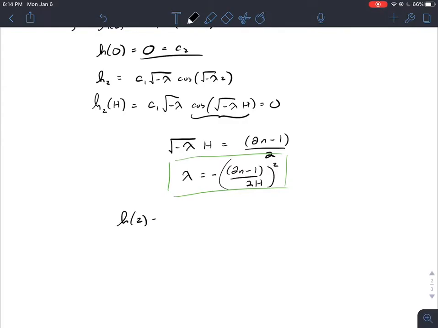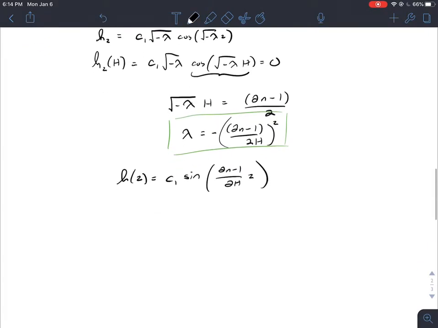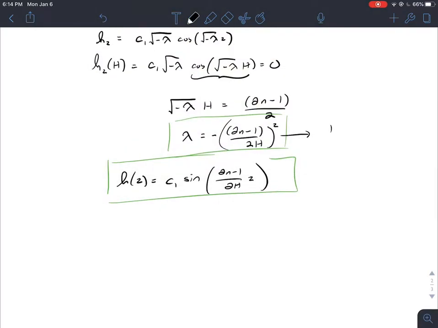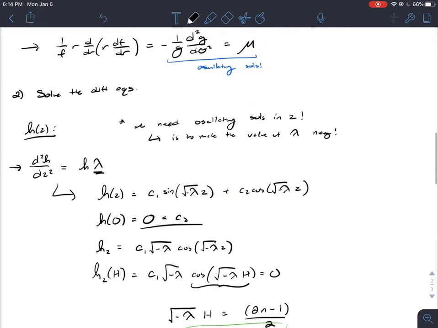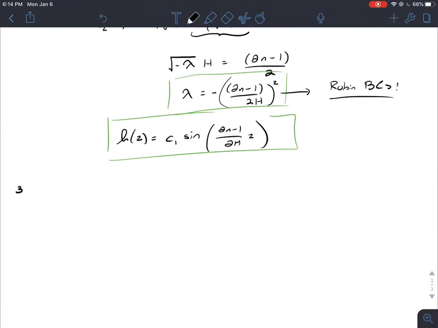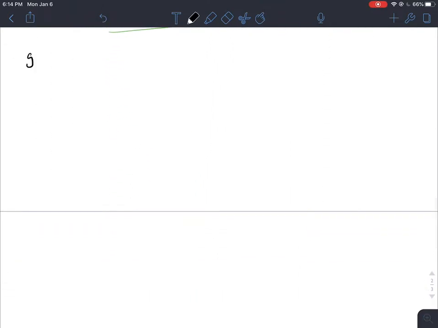And therefore, h of z is equal to c1 sine of 2n minus 1 over 2h times z. Great. As a side note, these boundary conditions that result in these types of weird eigenvalues are called Robin BCs, and they're also referred to as the third type of boundary condition. So actually we're not even at step 3 yet. Let's solve for g of theta next.